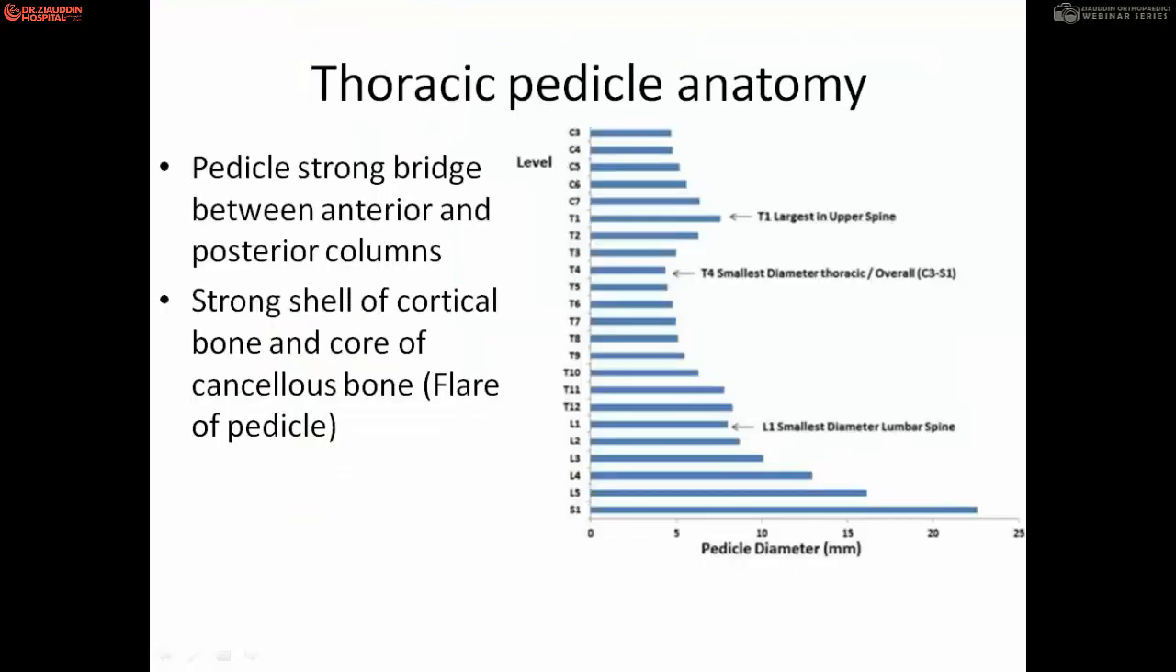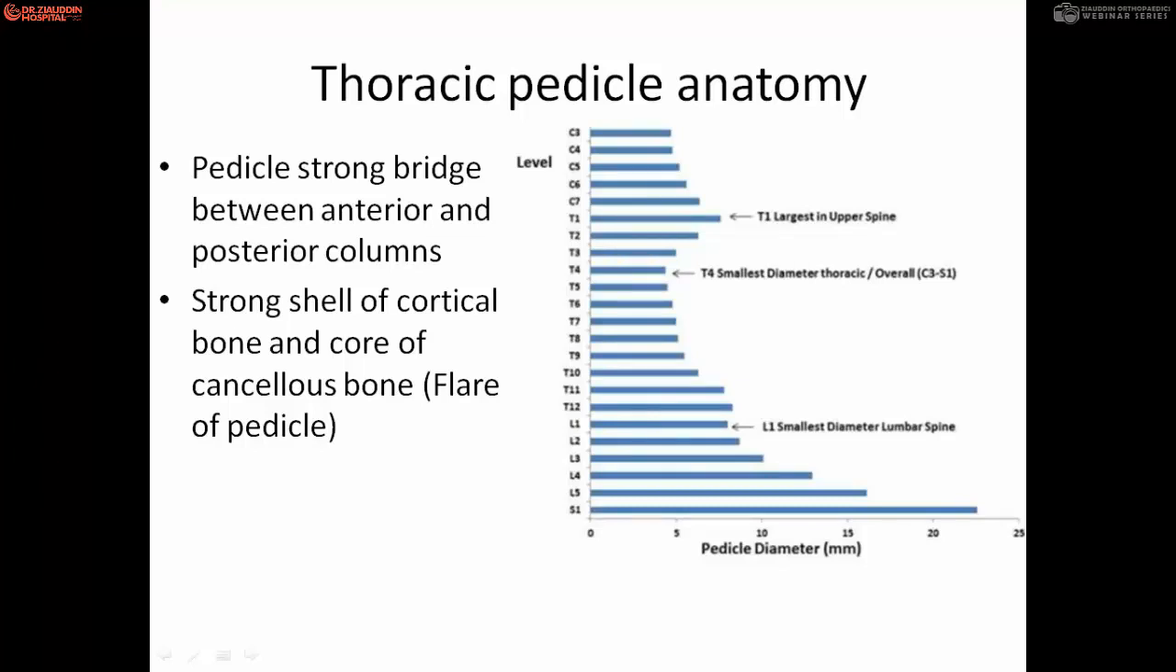the facets. If you look at the thoracic pedicle anatomy, the pedicle is a strong bridge between the anterior and posterior columns. So basically, it transmits the bending forces from the posterior elements to the anterior elements, and it's a strong shell of cortical bone with a core of cancellous bone, which is also a flare of the pedicle. So whenever you are putting pedicle screws and you nibble that area, there's a bleeding point. That is called the flare of the pedicle.